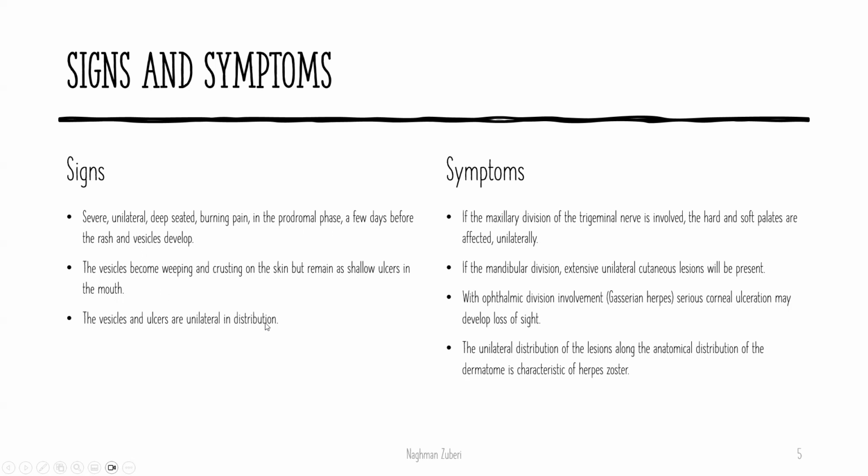and this is one of the diagnostic features. Symptoms: if the maxillary division of the trigeminal nerve is involved, the hard and soft palates are affected unilaterally. If the mandibular division, then extensive unilateral cutaneous lesions will also be present. With ophthalmic division involvement, which we call Gasserian herpes, serious corneal ulceration may develop, which will lead to the loss of sight. The unilateral distribution of the lesions along the anatomical distribution of the dermatome is characteristic of herpes zoster. I have already mentioned it.